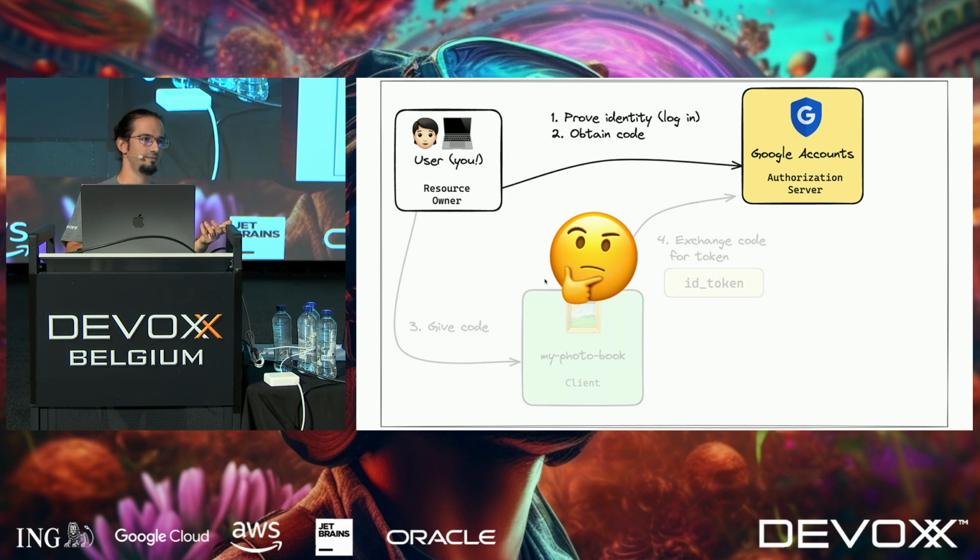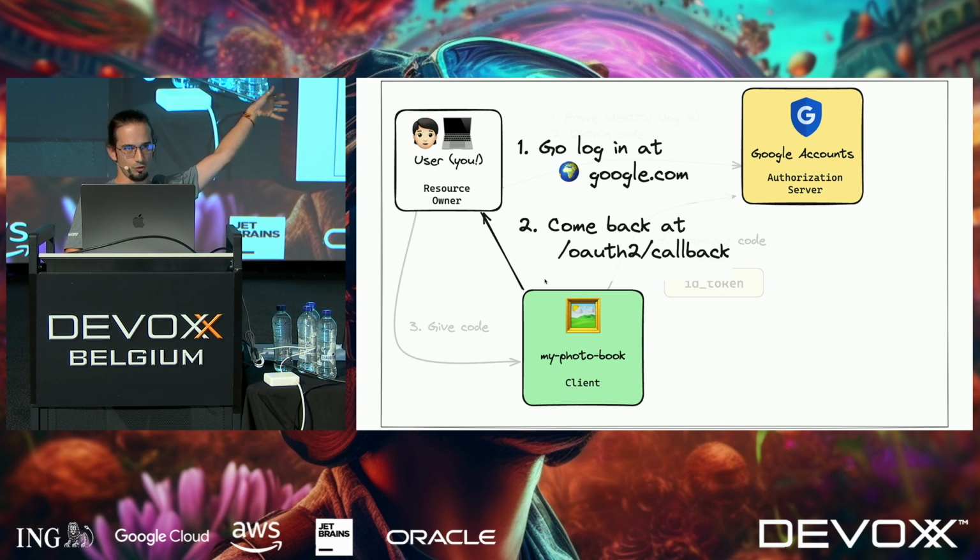Well, the website has the responsibility to tell you where to go and fetch that code. How can you authenticate with me? How can you authenticate with myphotobook.example.com? And so the way it does that, it tells you, go to accounts.google.com, and then come back to me on OAuth2 callback, for example. So it's not a standard, it's just a convenience. If I want my redirect URI to end with foobar, foobar is fine.